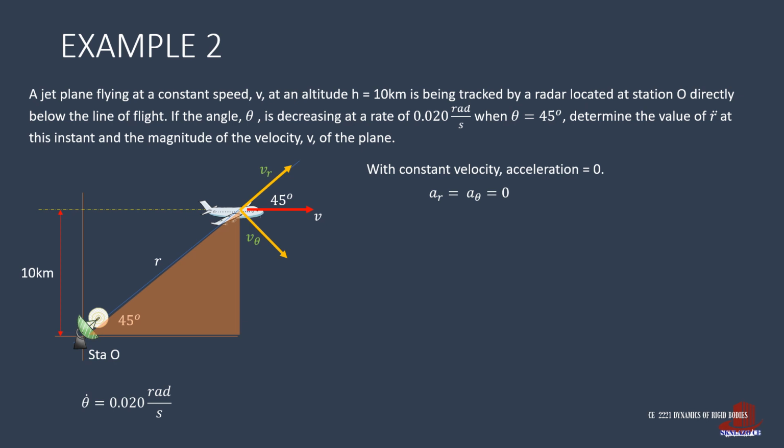So to solve for r double dot, we take the equation of radial acceleration, which is r double dot minus r times the square of theta dot, which is again equated to 0. We get r double dot equal to r times the square of theta dot, and that is 10,000 root of 2 times the square of 0.02, simplified as 5.66 meters per square second.